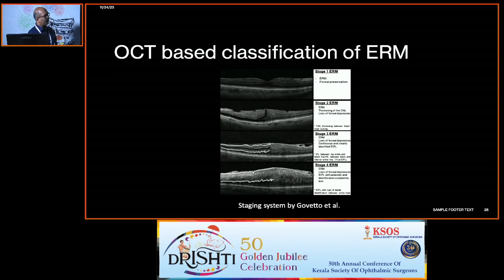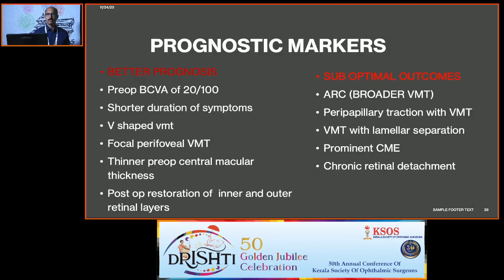Govetto et al. classified epiretinal membrane into 4 stages. In the 4th stage, you can see there is a complete disorganization of the inner retinal layers, whereas in the 2nd and the 3rd stage you don't have that. So try to operate the patient when they belong to the 2nd and 3rd stage and don't delay it to the 4th stage because you may have irreparable damage.